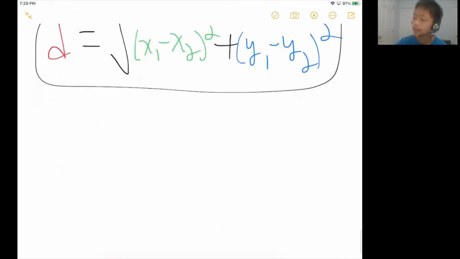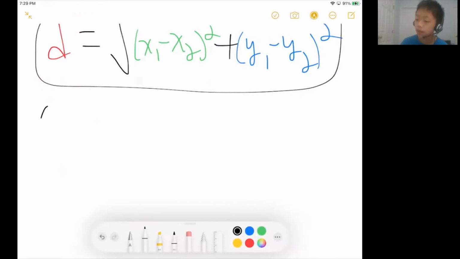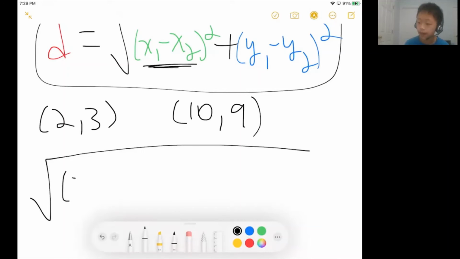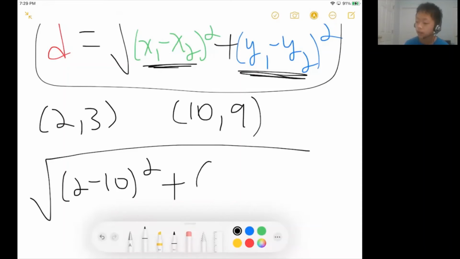So let's take a look at example 3.1. Find the distance between the points 2, 3 and 10, 9. So let's say we want to know the distance between these 2 points. What we would do is just use the distance formula, right? We would take the square root of x1 minus x2 squared, so 2 minus 10 squared, plus the difference in the y coordinates, y1 minus y2 squared, so 3 minus 9 squared.